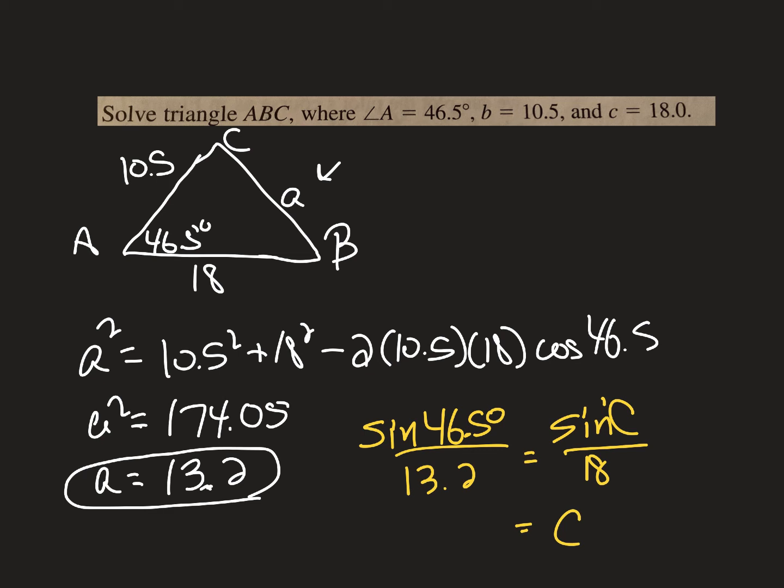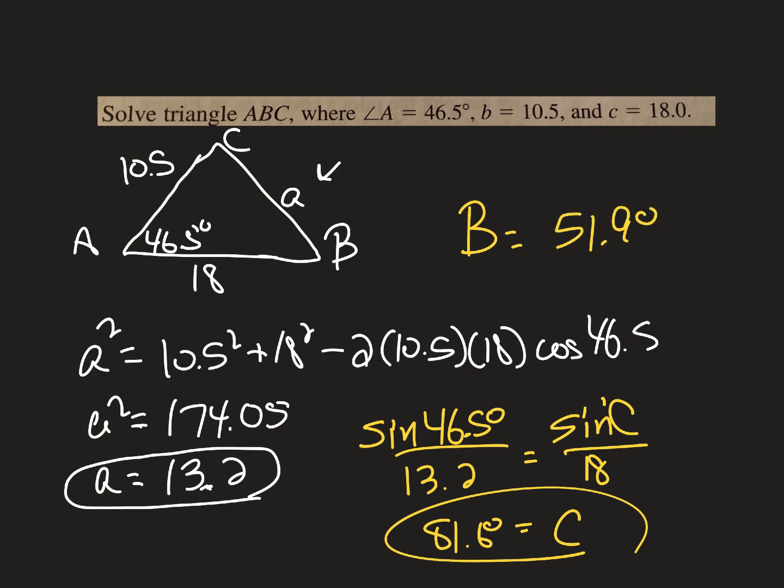I'm going 18 times sine 46.5, sorry about me talking through this, and divide that by 13.2. Then I have to hit second sine, because I'm looking for the angle, and it gives me 81.6 degrees. That's C. Once I know that angle, I can find angle B by subtracting those two angles from 180. So 180 minus 46.5 minus 81.6, and I get 51.9 degrees for angle B.